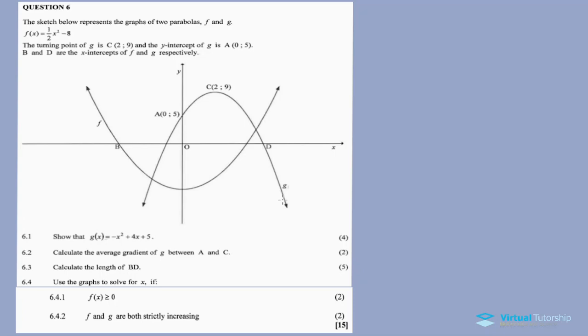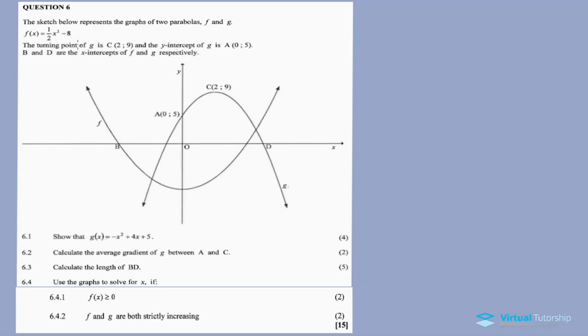It's question 6. In the description box you'll also find other links for the questions answered for this question paper. Now in question 6, the sketch below represents the graphs of two parabolas f and g, and the equation of f is 1/2x² minus 8.